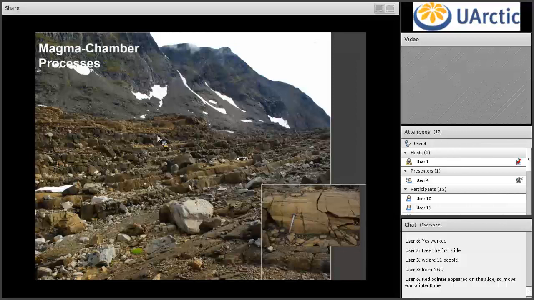Also here, we will find the crossbedding. That is what you see in the insert with the hammer. Crossbedding with nice foresets, and also with unconformities when new pulses of magma come into the magma chamber. Next, please.